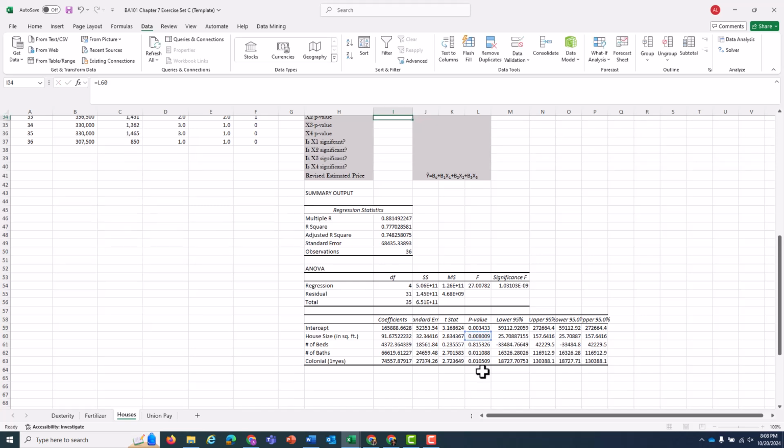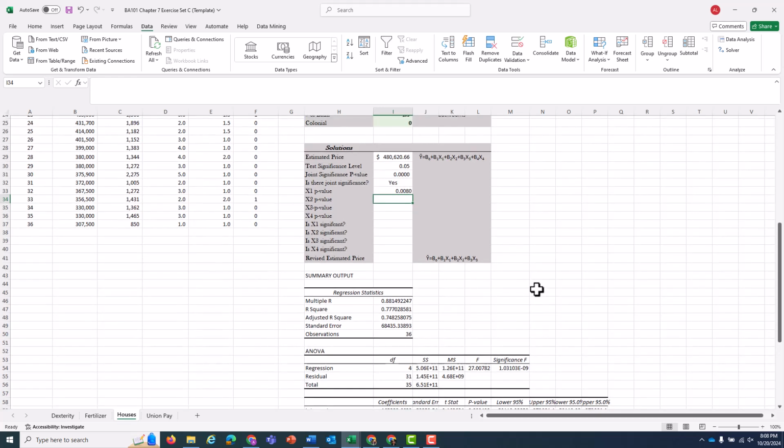It is way, way less than the 5% level we're allowing ourselves. So is x1 significant? It absolutely is. Is p less than alpha? Yep, that p right there is less than this number.